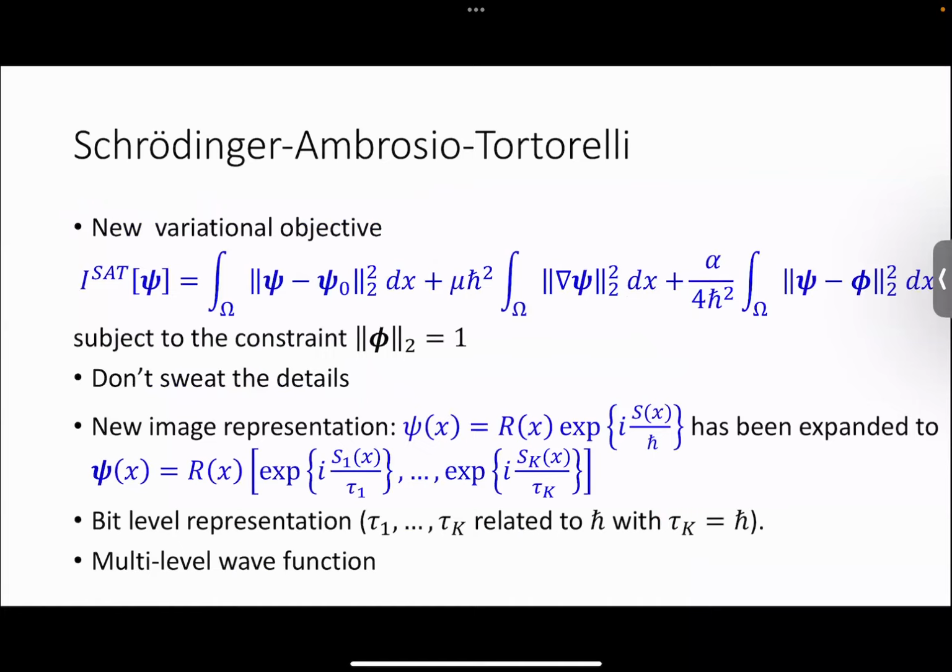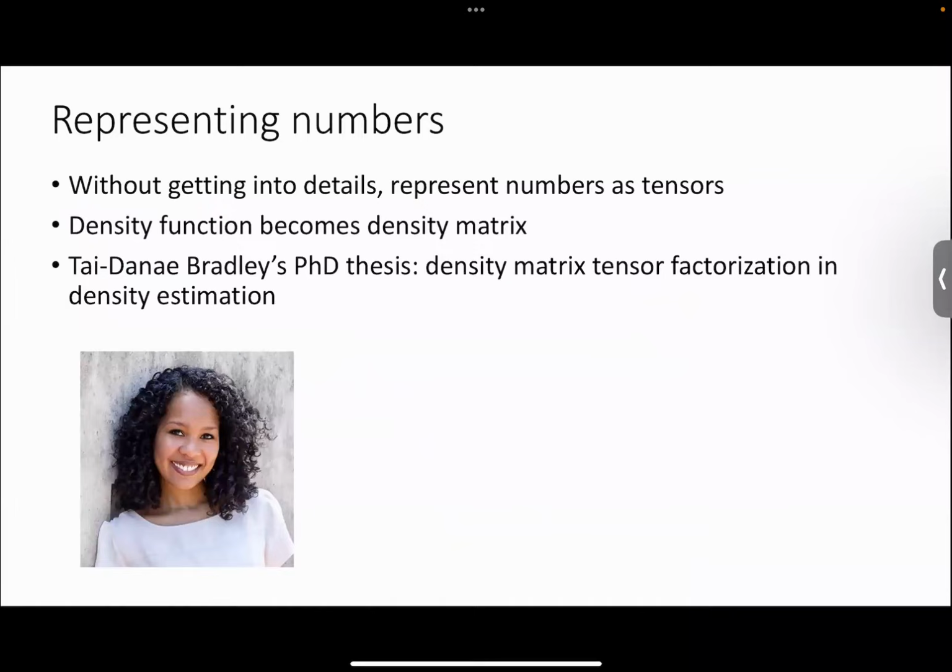I'm just going to do a quick shout out to this kind of work, where instead of a density function, you can represent numbers as tensors, and then start even going from a humble histogram to a density matrix representation. And for more along this line, where instead of representing a single random variable, you have a set of random variables in the form of a tensor representation, and a density function would become a density matrix representation, take a look at Tai-Danae Bradley's thesis, which is, I think, fantastic in this space.